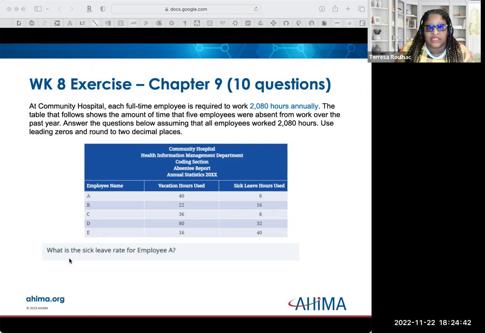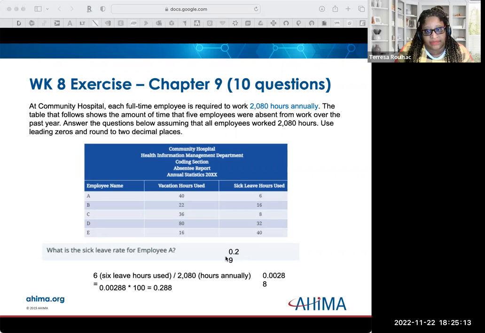So we're going to look at the sick leave rate for employee A. Six leave hours were used, divided by that 2,080 hours annually, equals 0.0028. Multiplying by that 100, 0.288. We're rounding to 2 decimal places, 0.29.